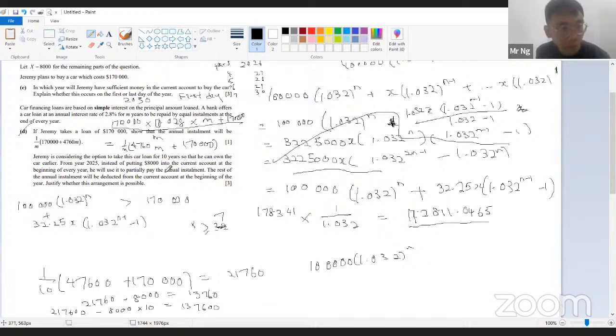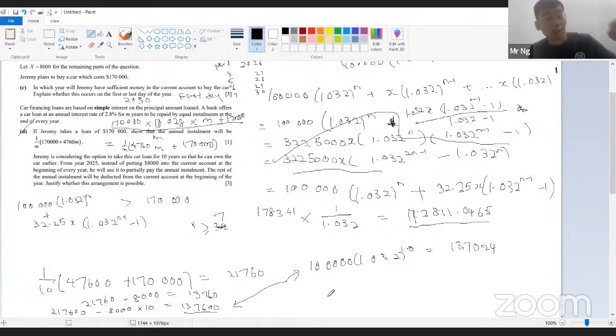Then after that, let's look at if this one to the power 10, what would it be? So this one is only 137024. So it's less than this thing. So even if he paid the 8,000, he still needs this amount. So the total amount at the bank at the end of 10 years is less than this.